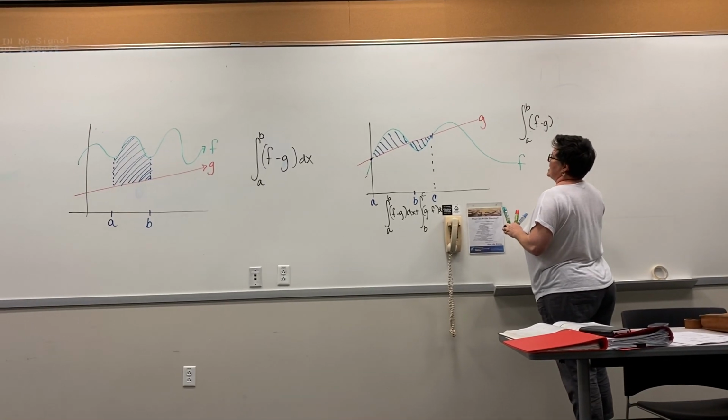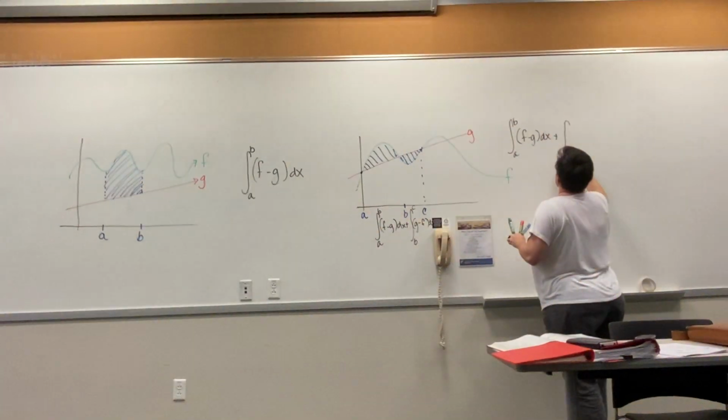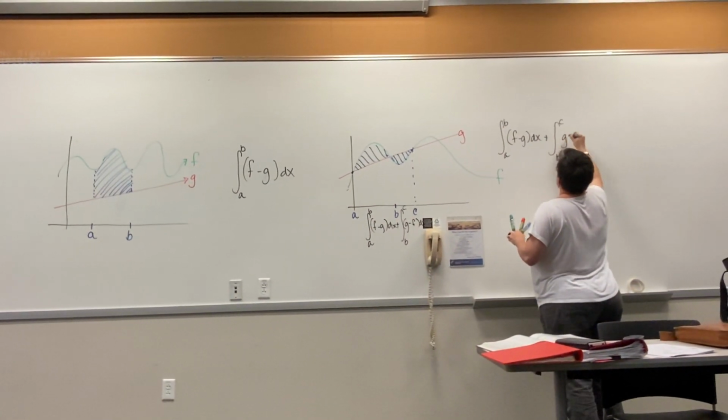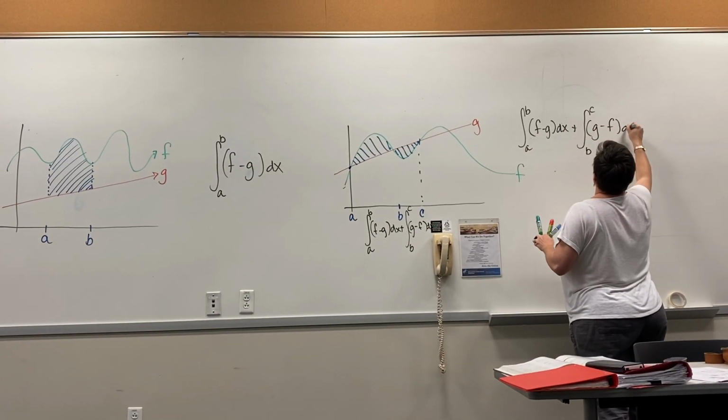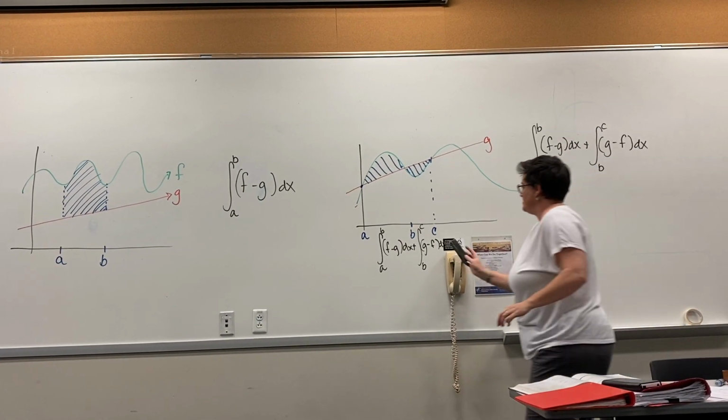Because F's on top in that region, okay? And then we add the second region from B to C. Well, G's on top now, so it's G minus F with respect to X. So let me erase the mess I made down here.